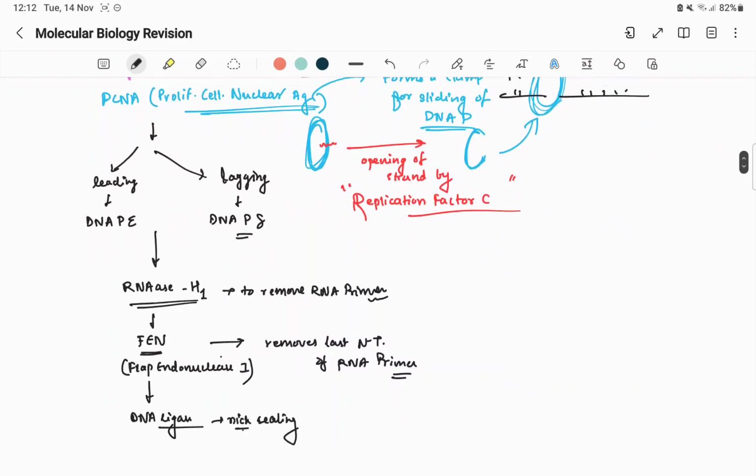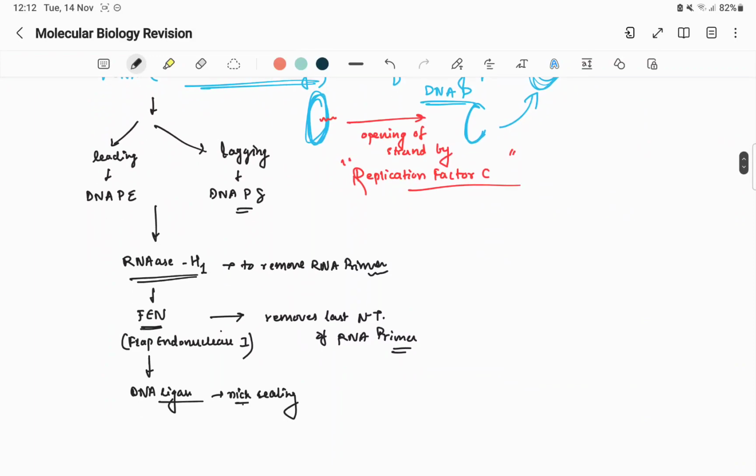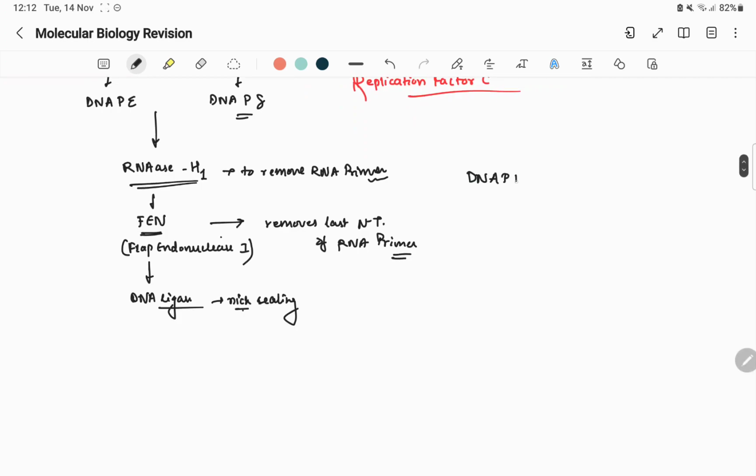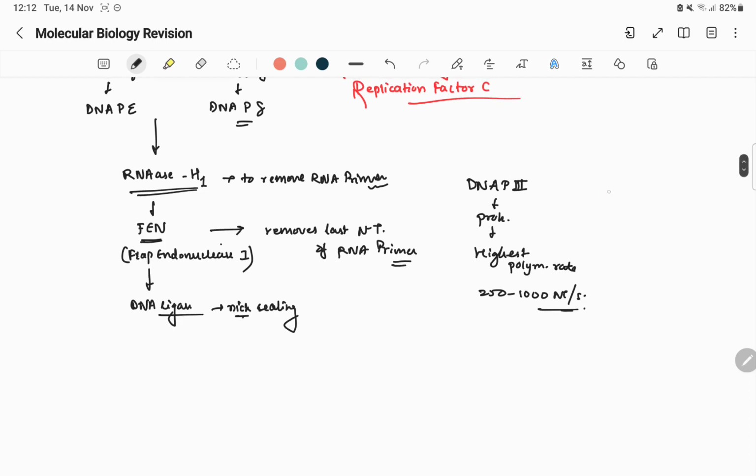So you can compare the DNA polymerases in prokaryotes and eukaryotes. Prokaryotes have three DNA polymerases, 1, 2 and 3, and DNA polymerase 3 has the highest polymerization rate, about 250 to 1000 nucleotides per second. In eukaryotes we have alpha, beta, gamma, delta and epsilon.